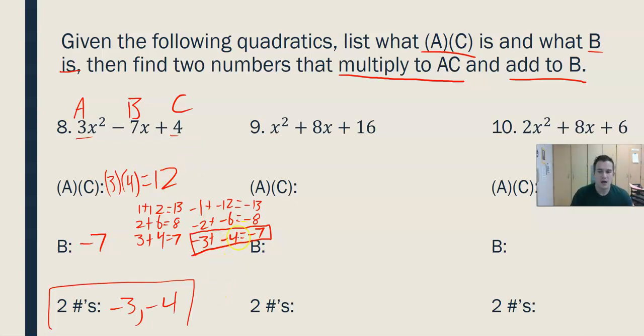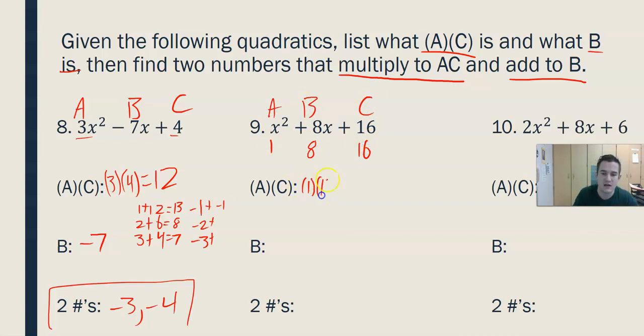Okay. Let's do another one. We'll do a couple more. We're going to drill this in because this is going to become so helpful later. Here, A, B, C. So A is 1, B is 8, C is 16. So I'm trying to find factors of 1 times 16, so factors of 16 that add up to 8. You might start to think of these numbers right off the bat without listing them all off, but I'm going to list them off for those who benefit from this.